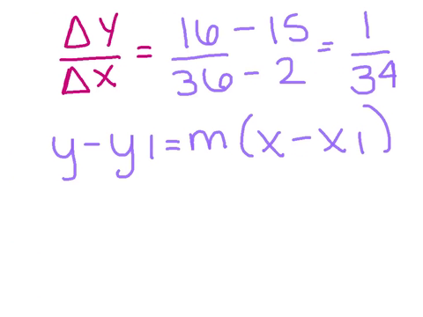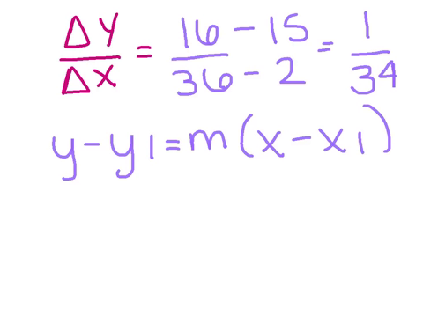The first thing that I did after I picked my 2 points was do the change in y over change in x of both points. So I did 16 minus 15, which are both x's in the points, and then 36 and 2, which are both the y's in the points. And that got me to 34 over 1.